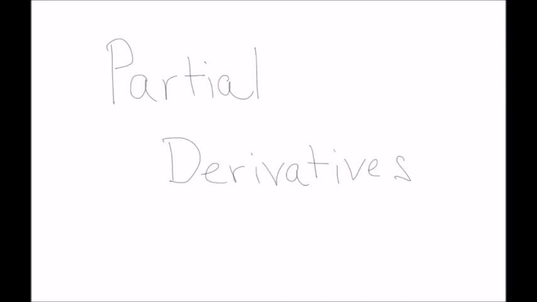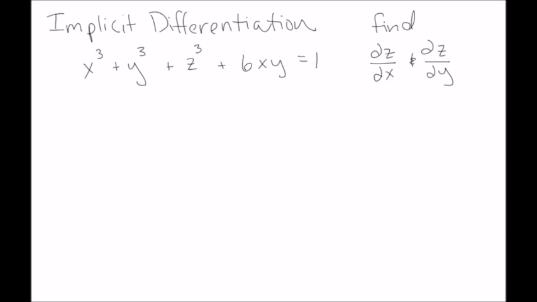This video covers taking partial derivatives using implicit differentiation. The good news is that those two processes basically work the same here as they do separately. If I have a function z, which I define implicitly as this equation here, x cubed plus y cubed plus z cubed plus 6xy equals 1. So z, I can say, is an implicit function of x and y.